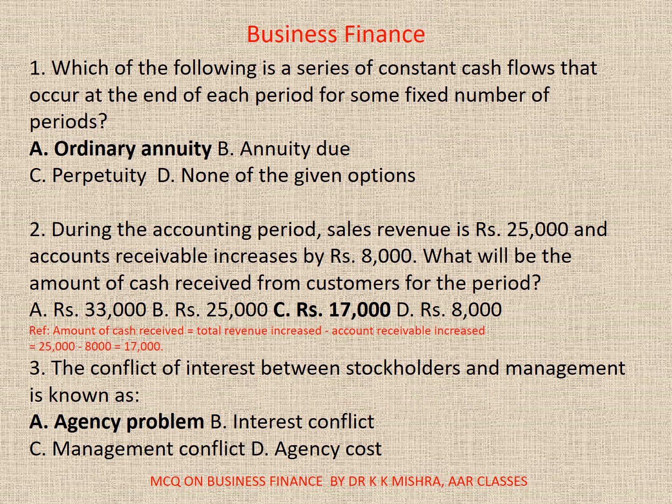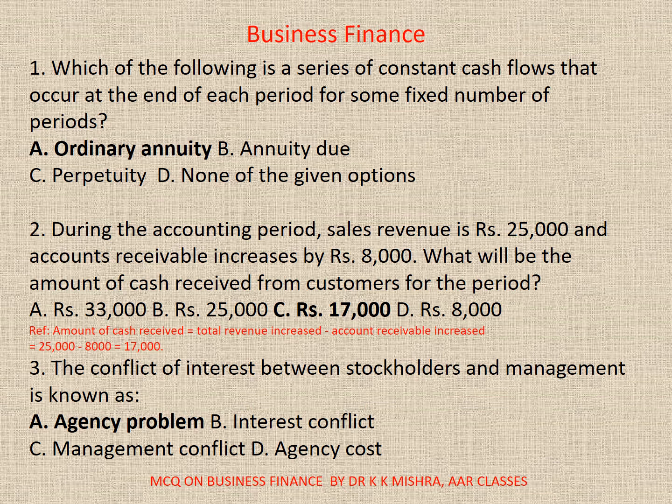Question 1. Which of the following is a series of constant cash flows that occur at the end of each period for some fixed number of periods? Options are A. Ordinary annuity, B. Annuity due, C. Perpetuity, D. None. Correct option is A. Ordinary annuity.